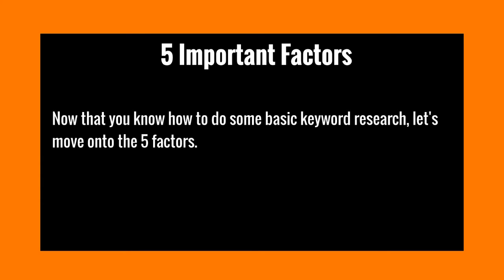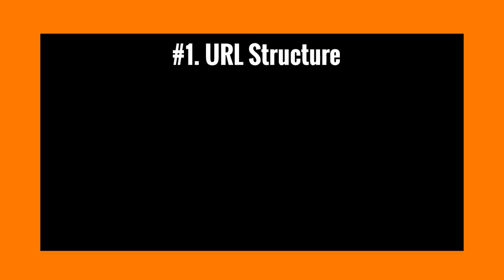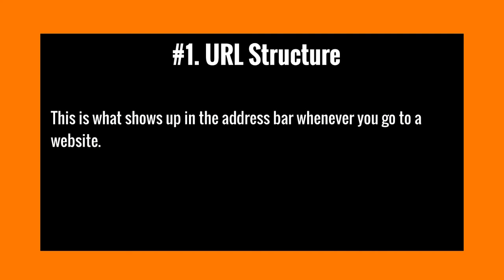So now that you have a basic understanding of basic keyword research, let's move on to the 5 important factors. And they are, number 1, the URL structure, or the domain name and the category name, the file name, even the page name is important. And this is what shows up in the address bar at the very top. Whenever you go to any website, you see the domain name, the page name, and all that in the search bar at the top. That is the URL structure.